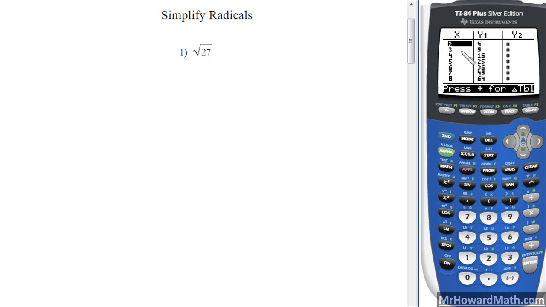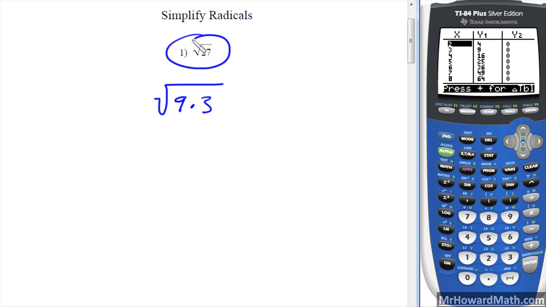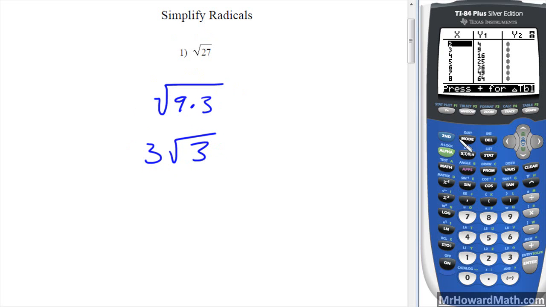So 9 has a perfect square root of 3. So I'm going to rewrite the square root of 27 as the square root of 9 times 3. This is equivalent to this, so that's okay to do. Now, the square root of 9 is 3, so I'm going to move that in the front, and we leave the 3 behind. So the square root of 9 is 3, it comes out, and the 3 stays behind. So 3 square root of 3 is the same as the square root of 27.